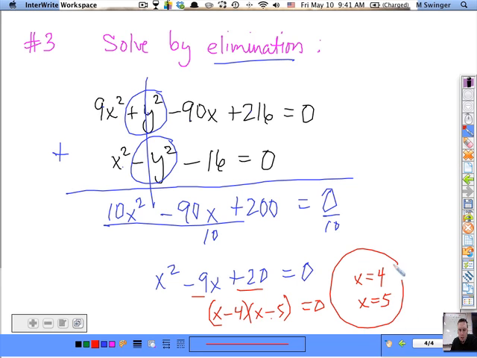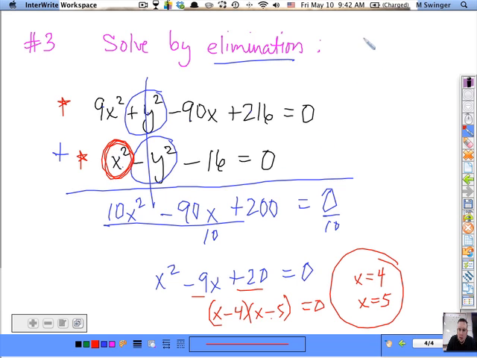I got two x's, which means you got to put them both in, which means we're going to have two coordinates. You put this x in, you get a whole coordinate. You put this x in, you get another coordinate. So there's going to be two basically intersections happening between these two conic sections. Okay? So put in the 4, wherever it's easier. X is 4, I'd put it here.